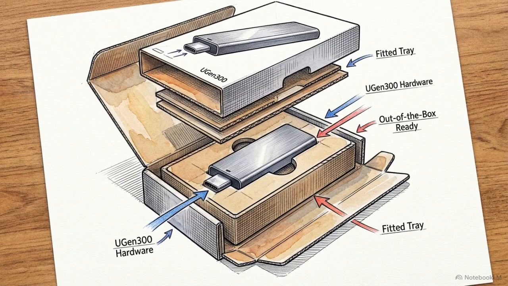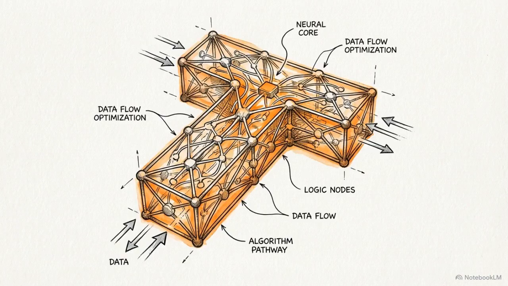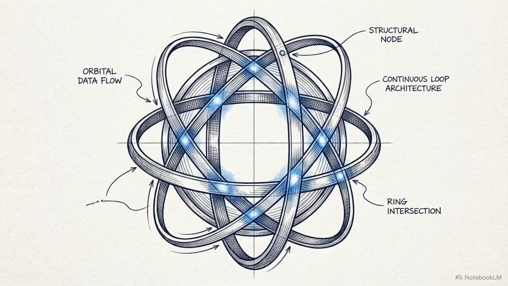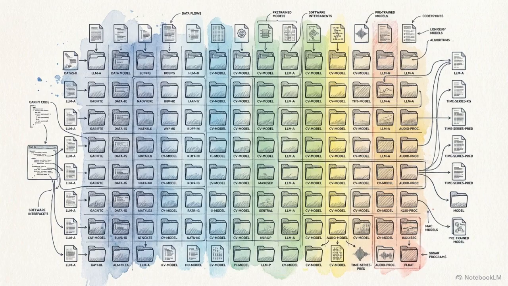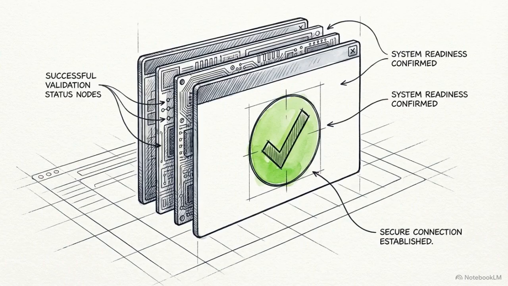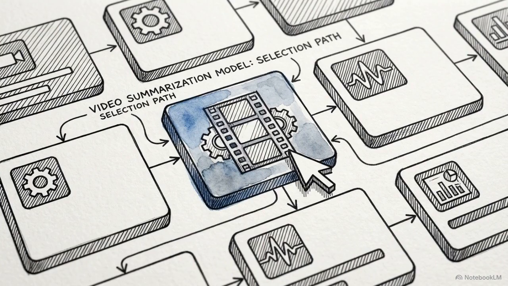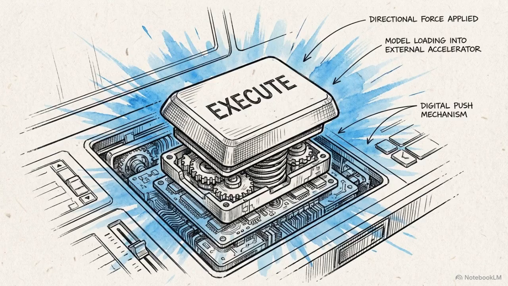Right out of the box, the system natively supports major AI frameworks, including TensorFlow, PyTorch, and ONNX. You will find over 100 pre-trained models already loaded in the utility, which gives you a straightforward way to validate your setup immediately. To run a task, select a generative AI model from the grid, like our video summarization tool, and click Load to push it to the accelerator.